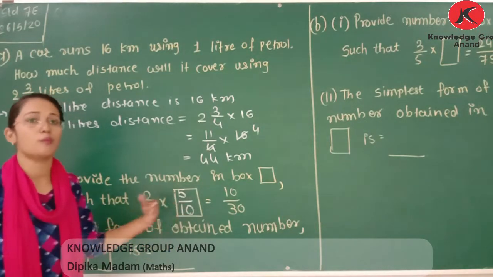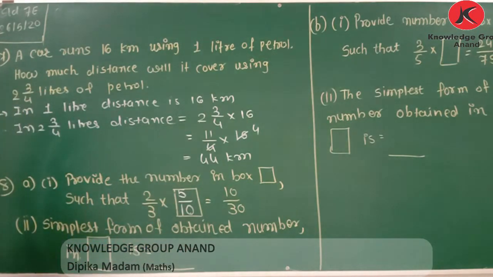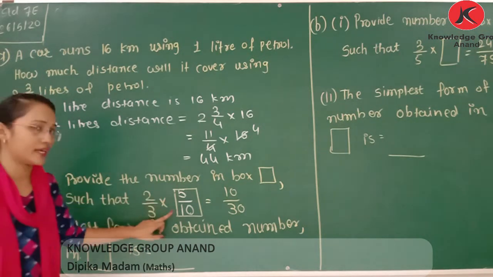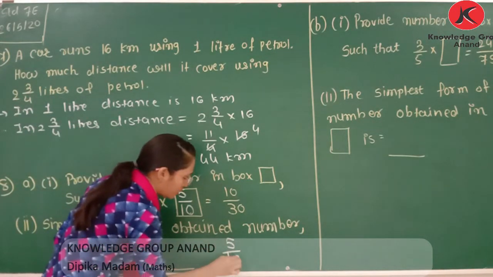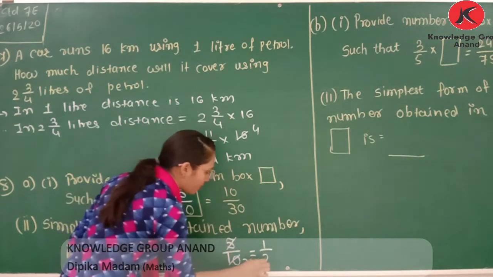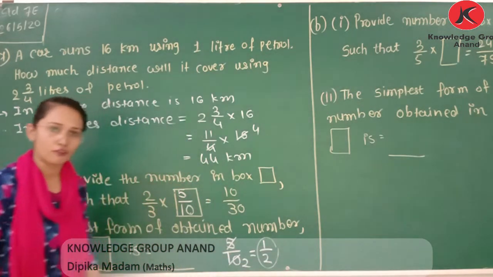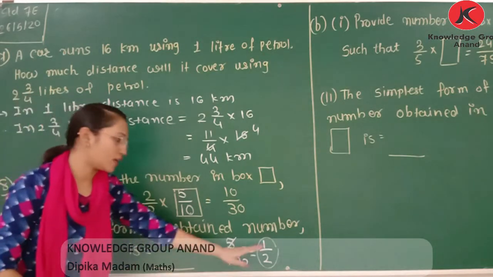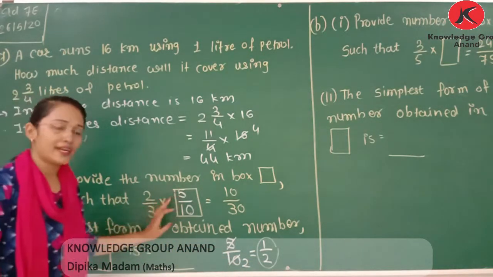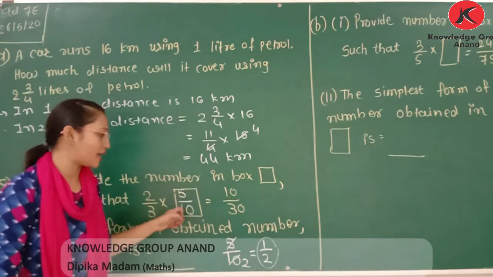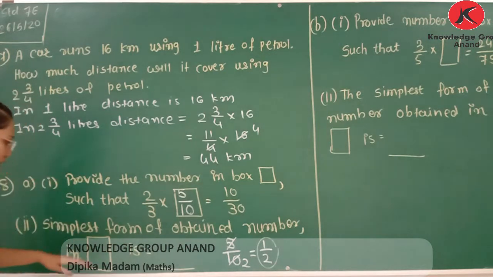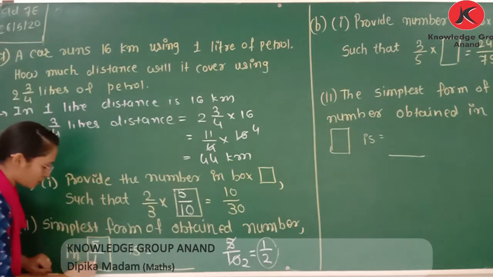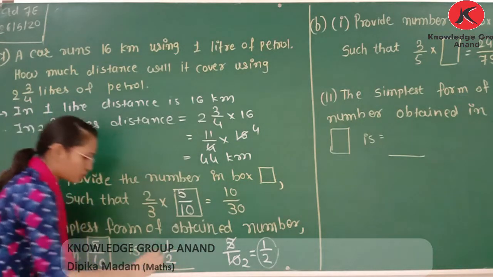The simplest form of the number we got. In the simplest form, what we have to do? We need to cut a common factor. Is there any common factor between 5 and 10? Yes. Cut the common factor, so you will get 1/2. Now is it possible to cut any factor between 1 and 2? No. So 1/2 will be the simplest form. 5/10 is not the simplest form. Why? Because there are common factors. Simplest form means a number with no common factor. That's why the simplest form of 5/10 is 1/2. Clear?